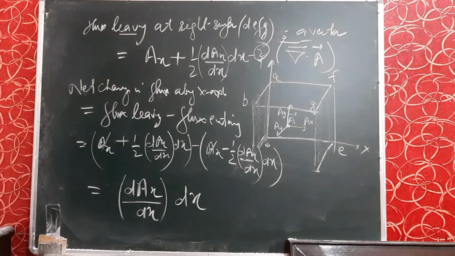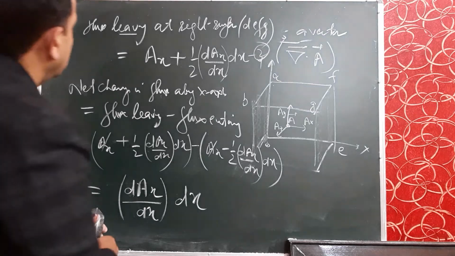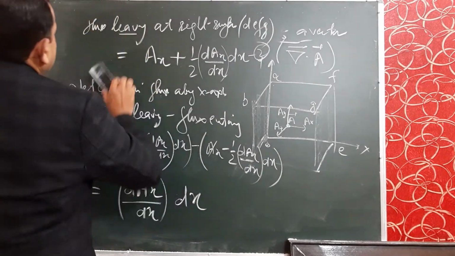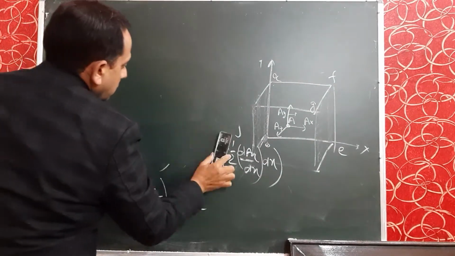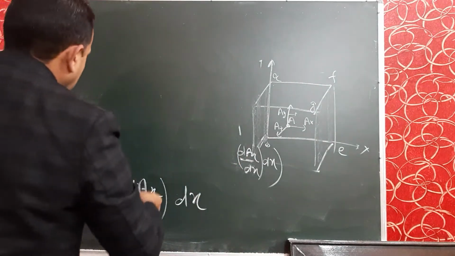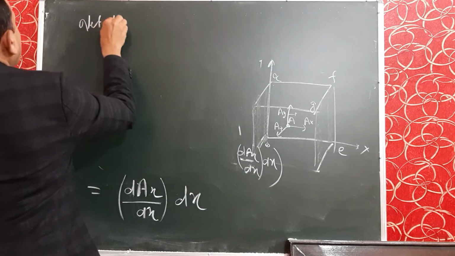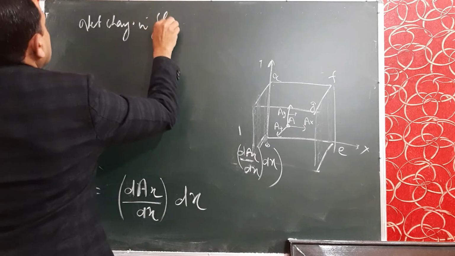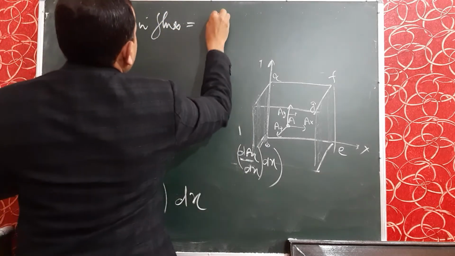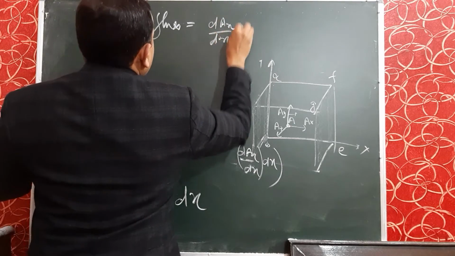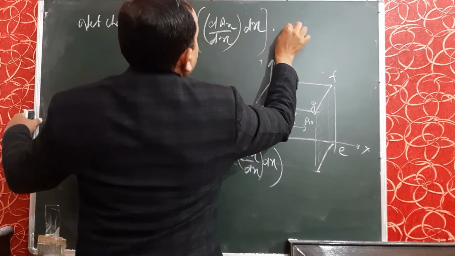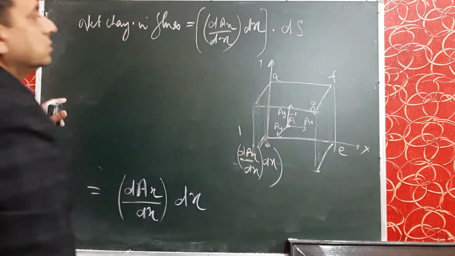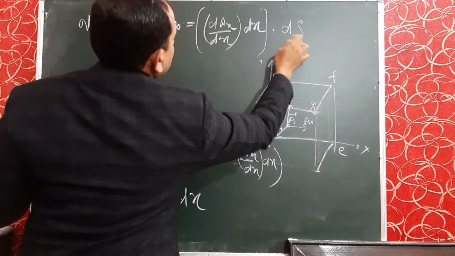This is the change in flux or area vector. Now by definition, I will apply the formula for area, because the net change in flux is dAx upon dx into dx into, this is the change in vector, dot area, ds vector, okay, ds area, because this is vector term in dot ds.